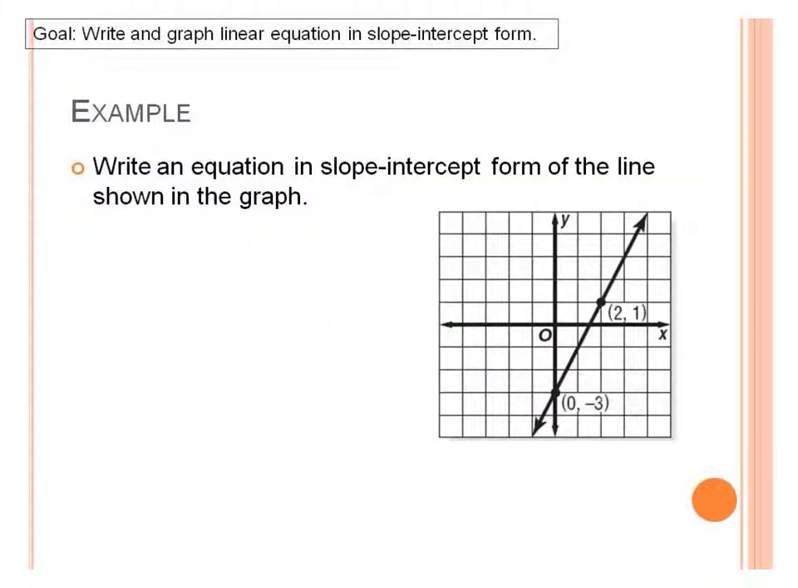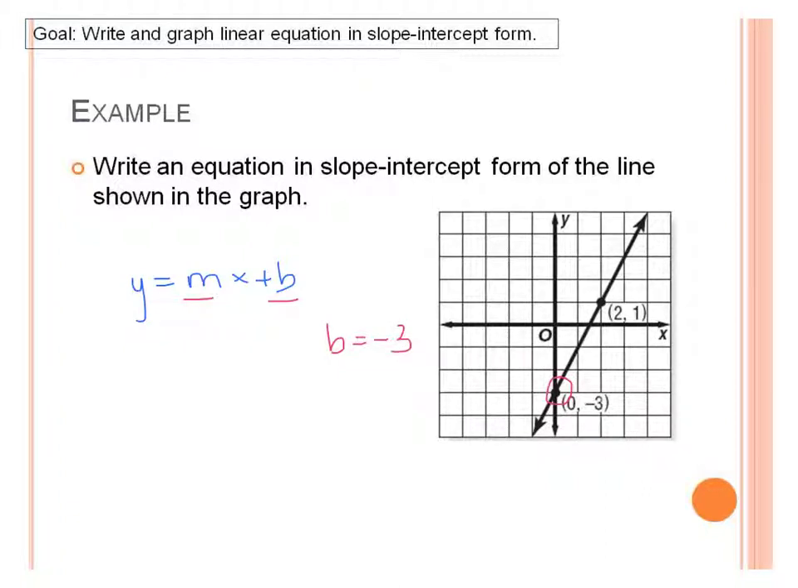Next, we're going to write the equation from a graph, and we still need those two things. If we're looking at y equals mx plus b, you have to have an m and you have to have a b. Looking at this graph over here, there's my b. b equals -3. It's just that y coordinate.